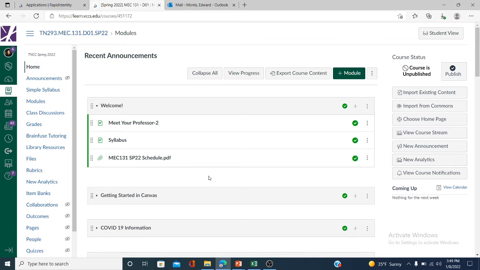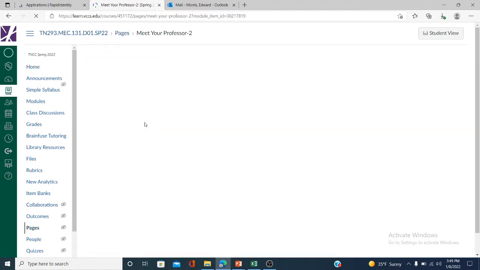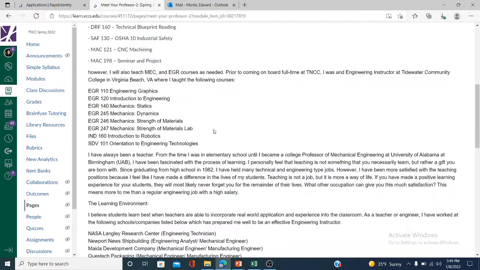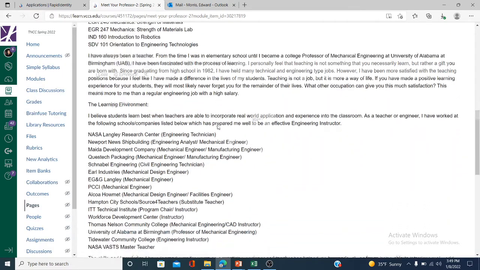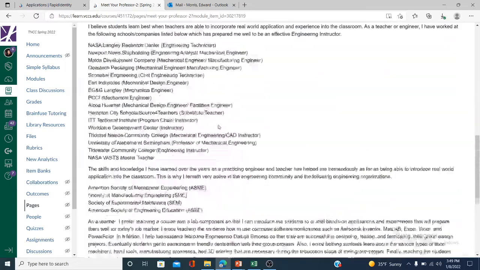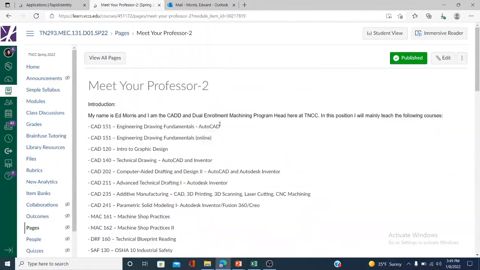Anyway, so I'm in Canvas, so I would like for you to open up this link, Meet Your Professor, and you can learn more about me. So I'll just open it up real quickly here. I'm not going to read all this to you. It tells you all the classes I've taught, where I have worked as an engineer and as a professor, and just some things about education in general and also engineering. Okay.